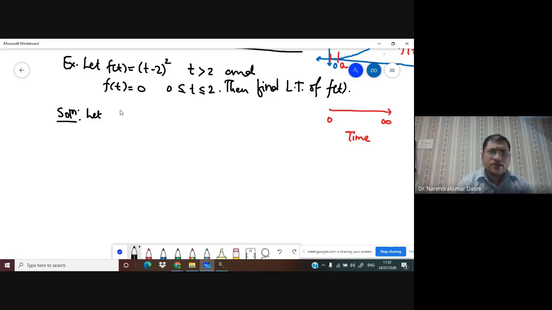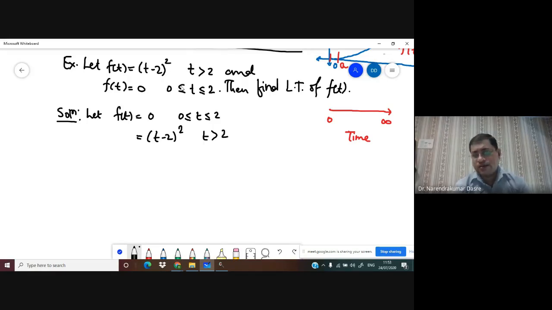So what I'll be having is, let f of t equal 0 for 0 less than or equal to t less than or equal to 2, and this is equal to (t minus 2) squared when t is greater than 2. So this is the correct way we write the function. In an example it may be given like this, to create confusion. That's why we have to be careful, and hence we need to understand this time scale.